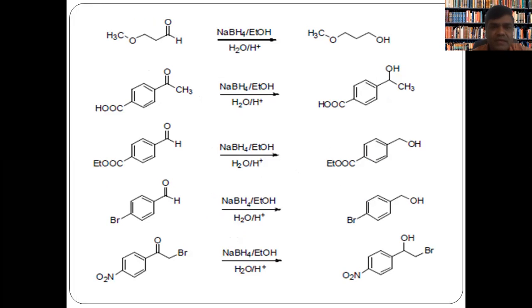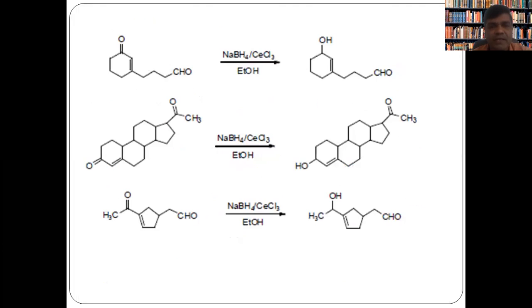Yes, these are the examples again which explain that the acidic group, that is the carboxylic acid COOH group, as well as halogen, is not reduced by sodium borohydride, as it is a milder reducing agent. Similarly here, again these examples are self-explanatory.